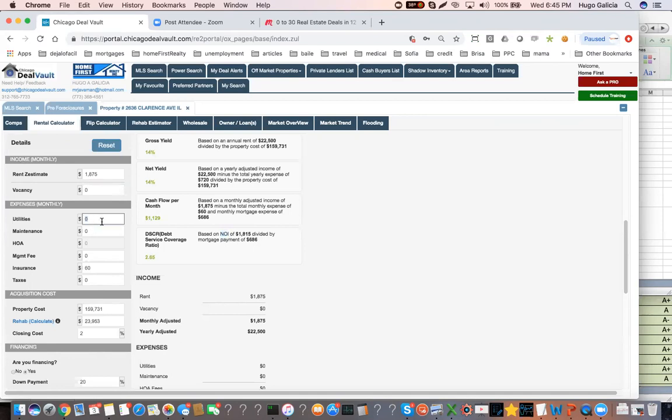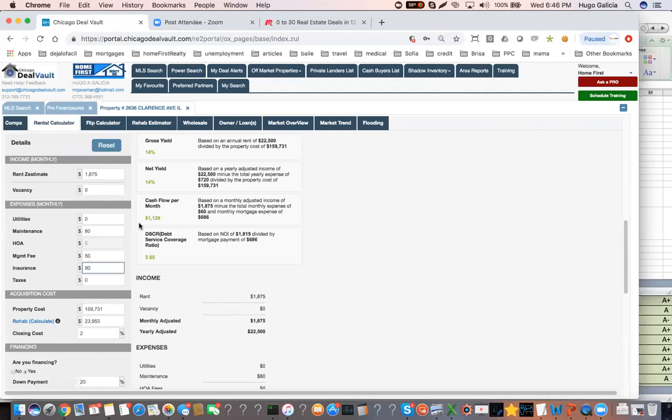So the utilities ideally are going to be paid by the tenant, so I'm going to leave this as 0. And then the maintenance, the upkeep, so we're going to put at least 80 a month. Then the management fee, 50. Insurance, for this type of property, is going to be about 90.